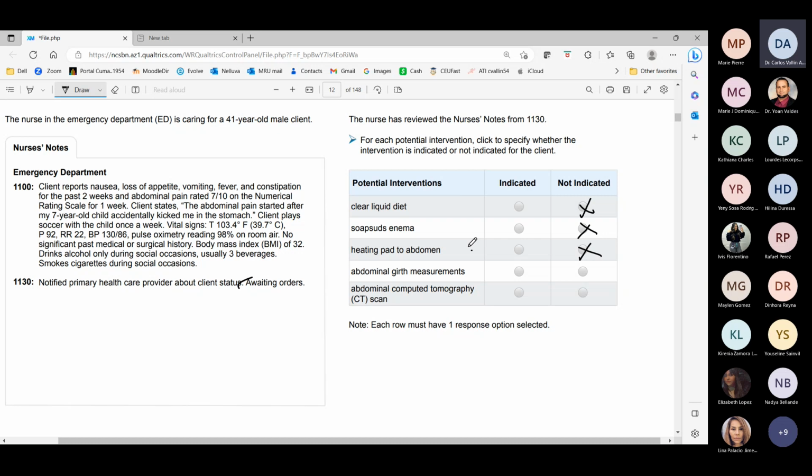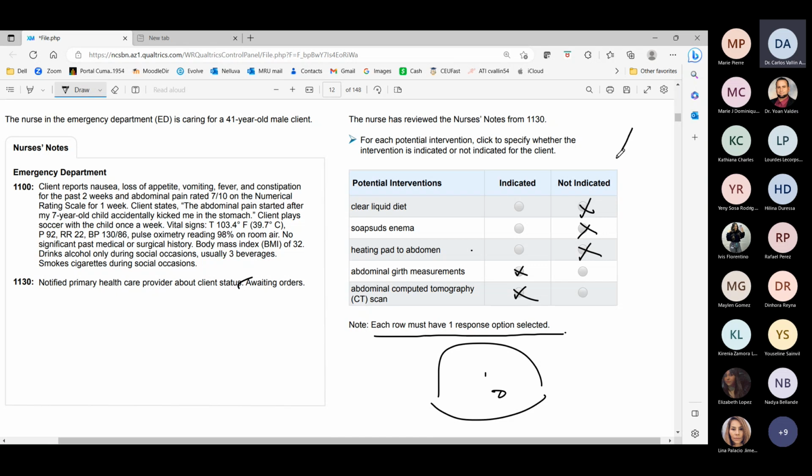Very good. So what they have here is abdominal girth measurement. There is nothing wrong with that, and you know that abdominal distension is important to see if the disease is advancing, improving, or complicating. And an abdominal computed tomography CT scan, which could use iodine, is not contraindicated. It is indicated, because the CT scan can help identify the appendix. They say each row must have one response selected, and they evaluate the same way.